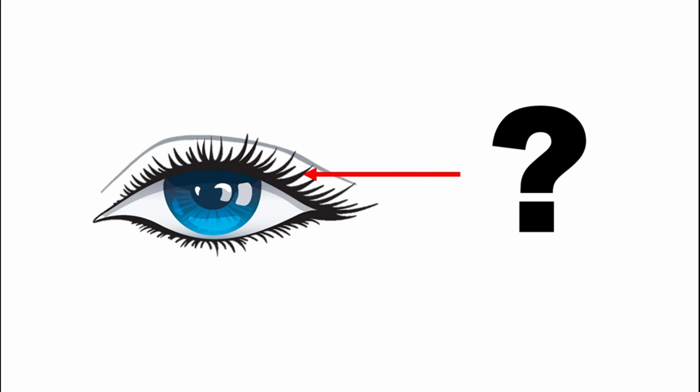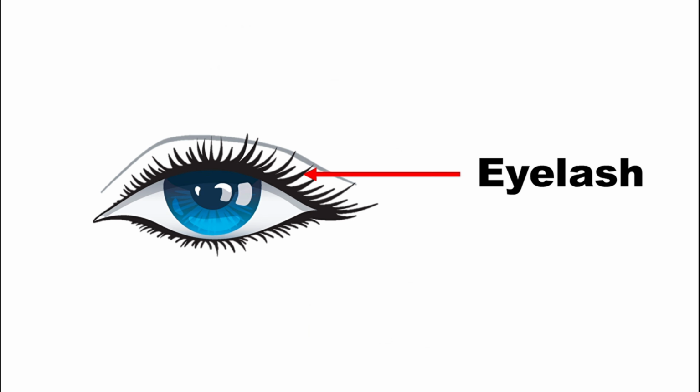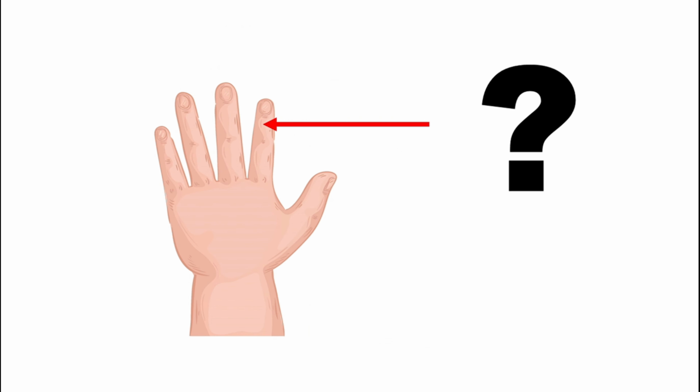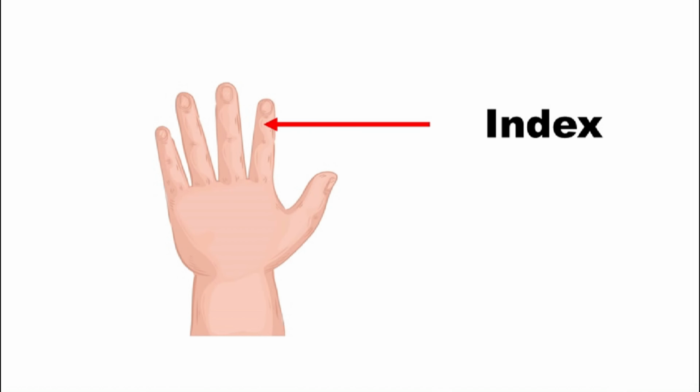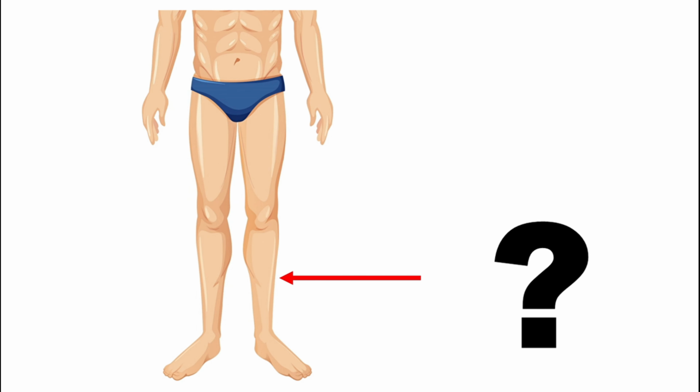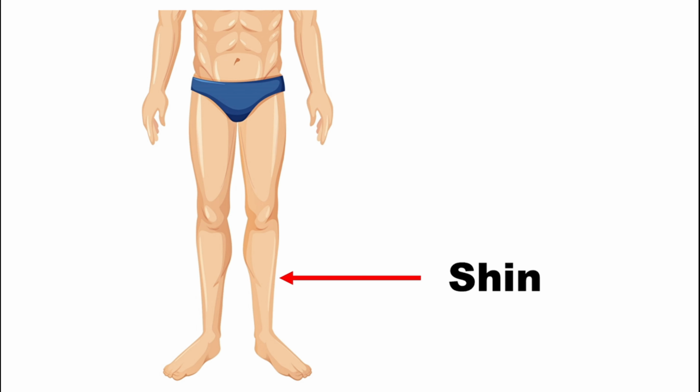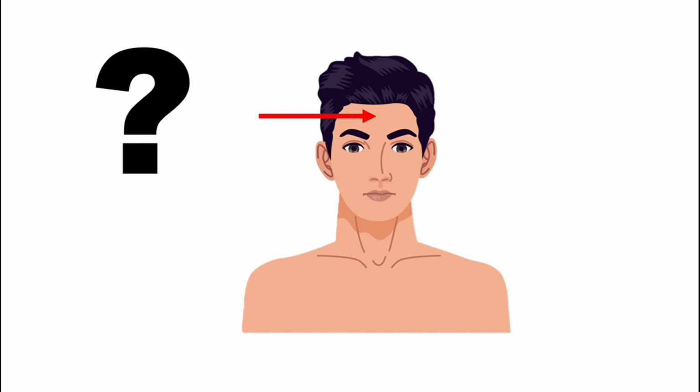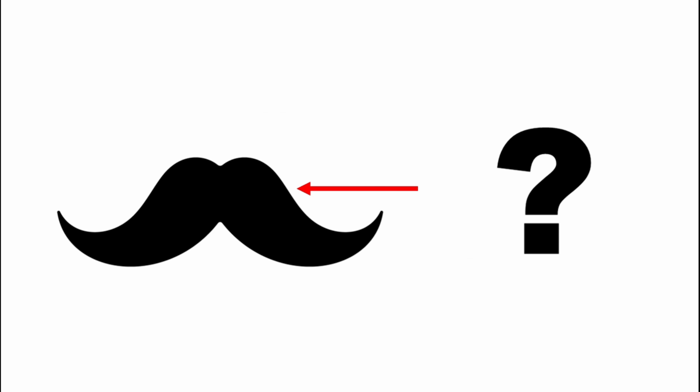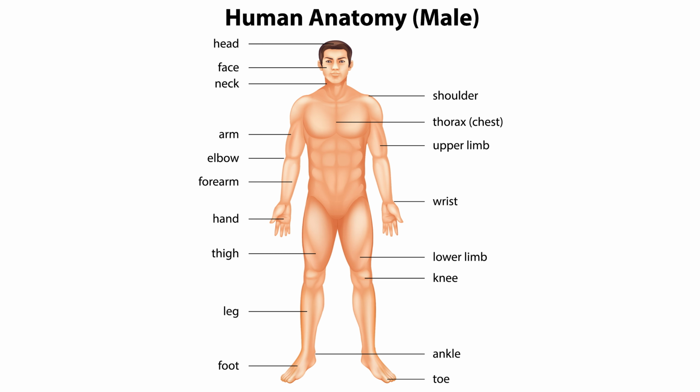What is it? 1, 2, 3. Eyelash. What is it? 1, 2, 3. Index finger. What is it? 1, 2, 3. Shin. What is it? 1, 2, 3. Forehead. What is it? 1, 2, 3. Mustache. Excellent!